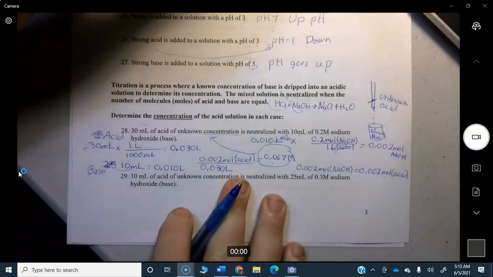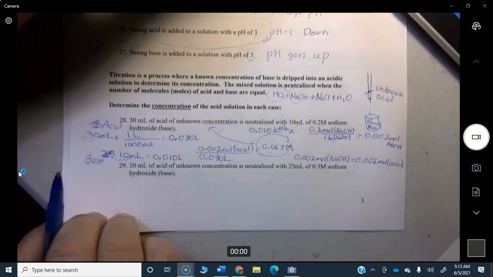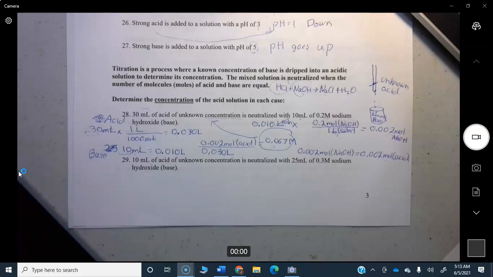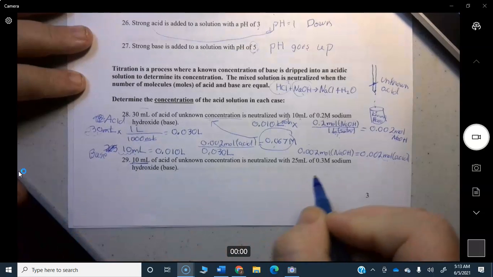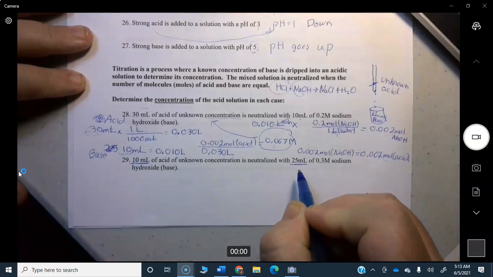So go ahead and try to do this one on your own, and pause the video, and then when you're ready, go ahead and start up and see how you did. Okay, so the first thing I'm going to do is convert the milliliters into liters, because we need that because molarity is in liters.